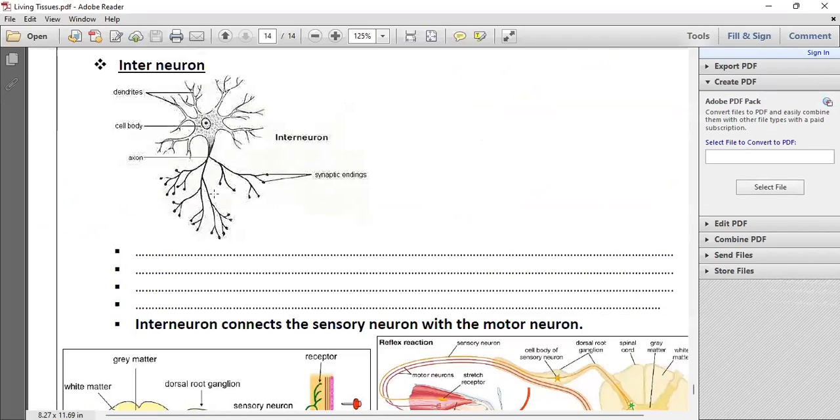As you see, the axons of interneurons are very short. So let's mention it. Axons are very short. Same like motor neurons, you can see many fibers, isn't it? So you can write that also. Many fibers are present.